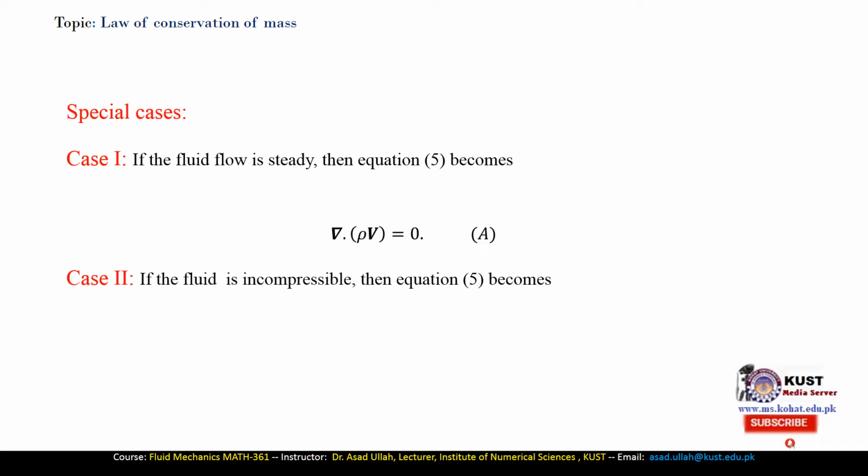Now in case 2, if the fluid is incompressible, then equation 5 can be written in the form of equation B. Incompressible fluid means that the density of the fluid is constant. So the derivative of the density with respect to time will be equal to 0, and similarly we can also common out the density from this relation. So we get just the result in the form of equation B.